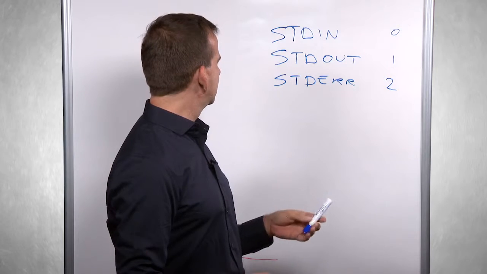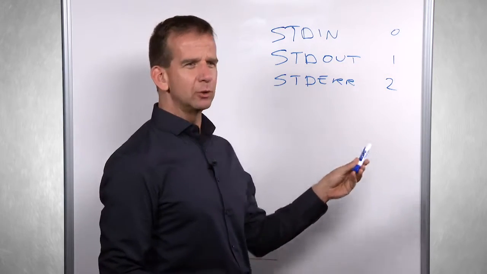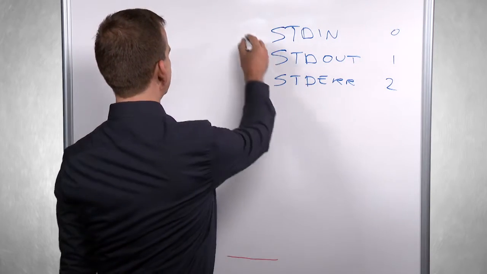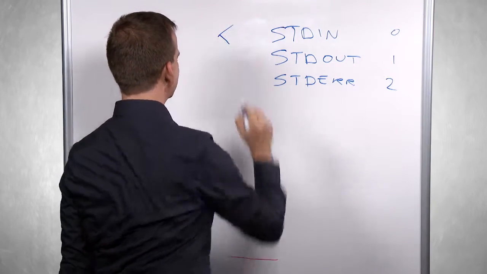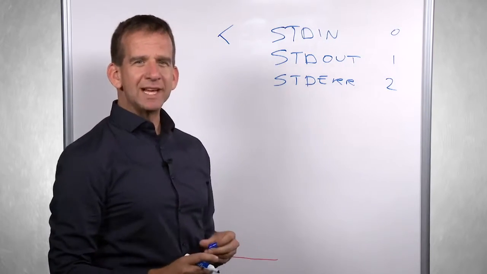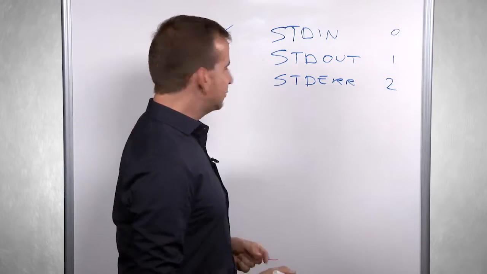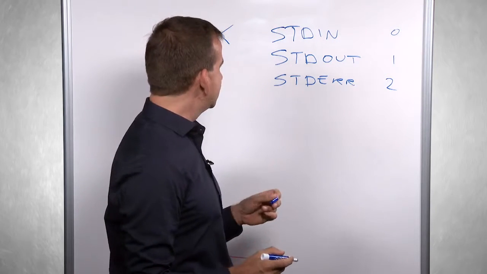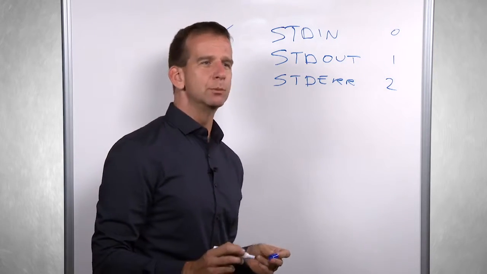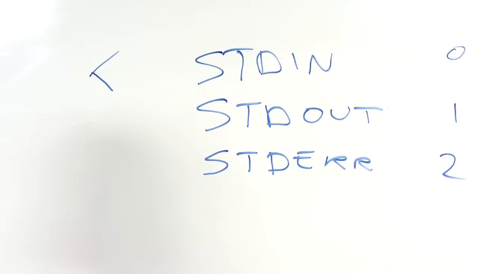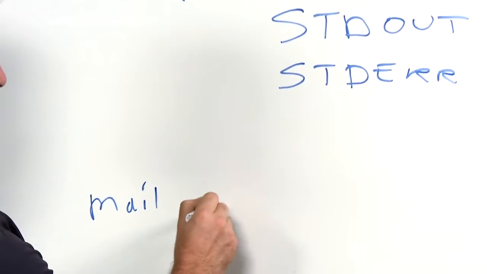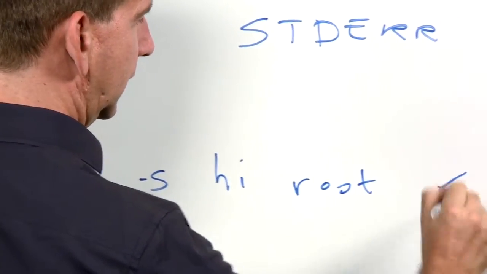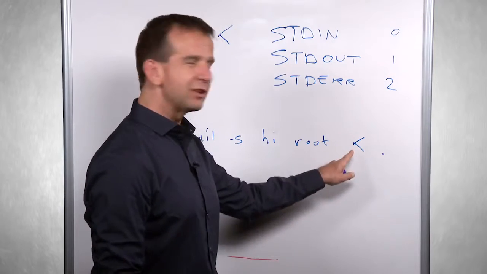So the thing with I/O redirection is that you can manipulate the three of them. If you want to redirect STD in, you use the less than sign. This takes the contents of a certain file and uses it as the standard input instead of using the keyboard. An example of that is mail -s hi root less than dot. So what is happening here?